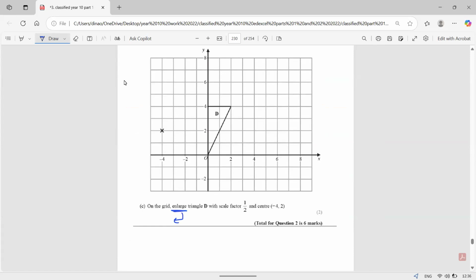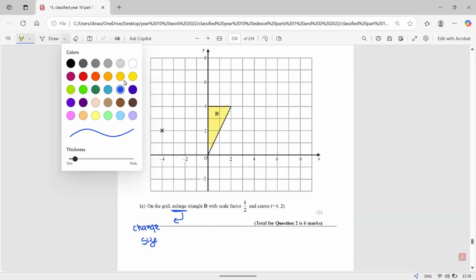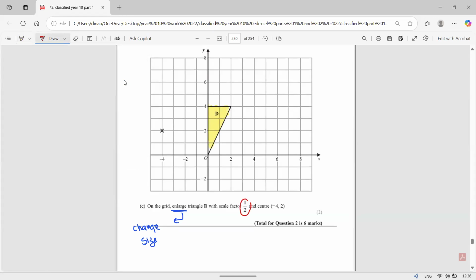Enlarge. And what do we mean by the word enlarge? The word enlarge means change size. I change size. Where is the shape that I want to change its size? This one. It says enlarge this triangle. So I will either enlarge it or reduce it. Do I enlarge it or reduce it? You will find that you are given a number.